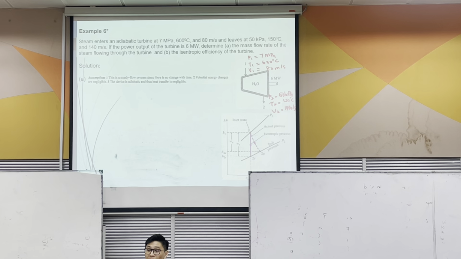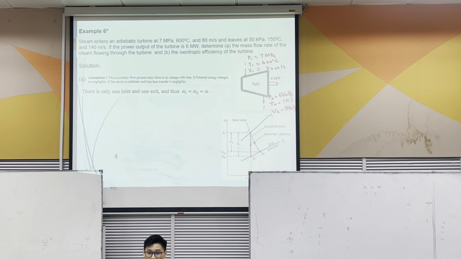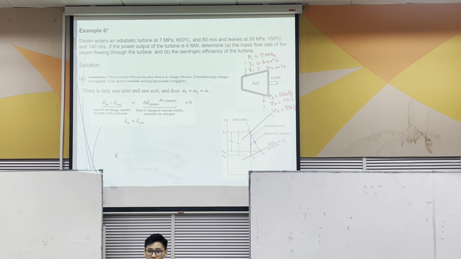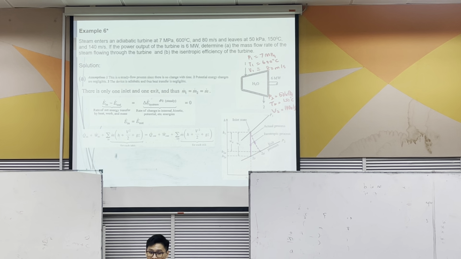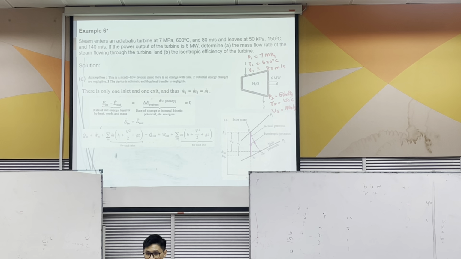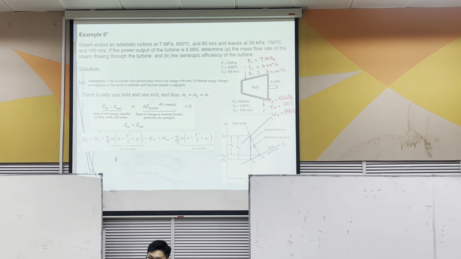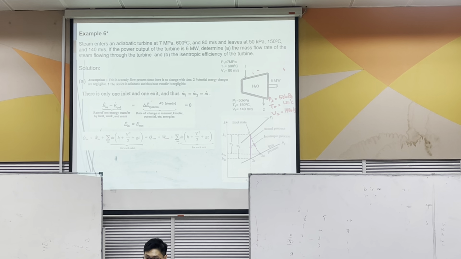Now how do you find this? For this question, one thing is very straightforward, because the inlet and the outlet are both given to you, almost all the information. There's only one inlet and one exit, so we know that the mass flow rate is constant throughout. So we know that E in equals E out, so we derive this equation. I actually wrote that back, so you don't need my messy writing.